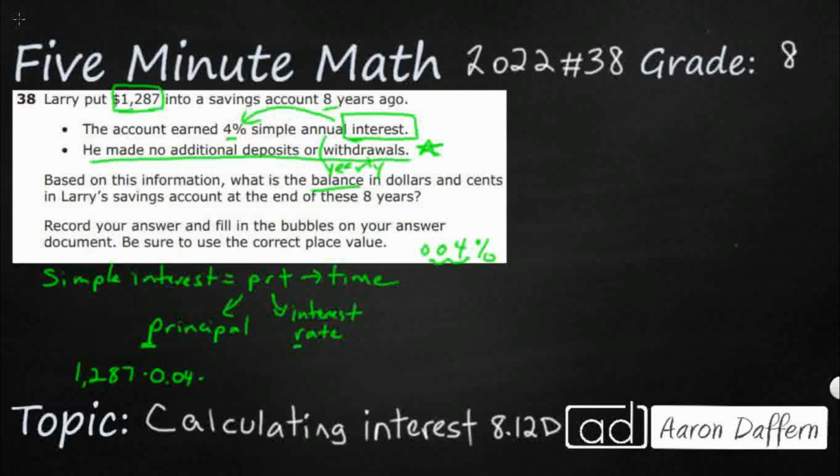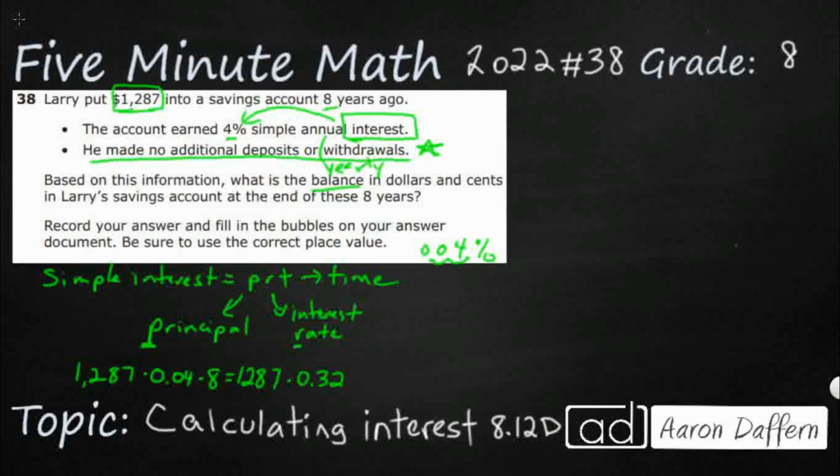And then we're going to multiply that by our time, 8 years. So if you wanted to simplify that, you could do your 1287. You can go and multiply the 8 times the 0.04. So 8 times 4 is 32. We got 2 digits behind the decimal, so 0.32. So like I said, it's a very specific amount, 1,287.